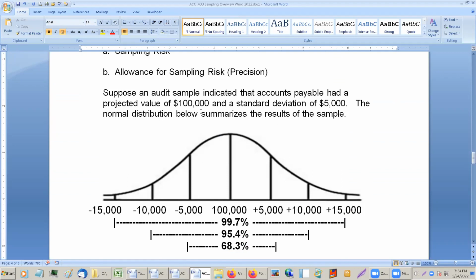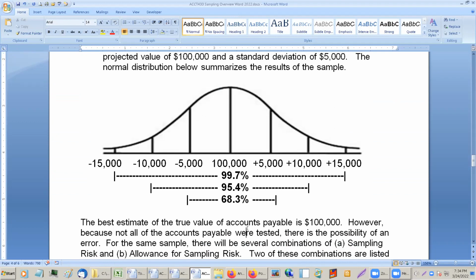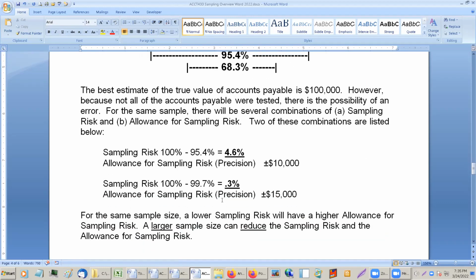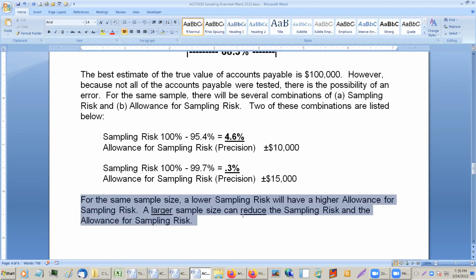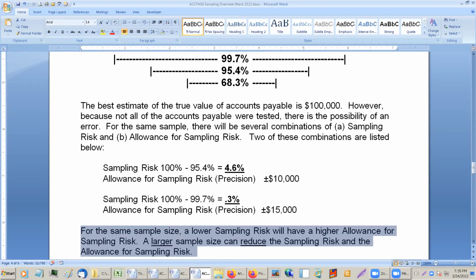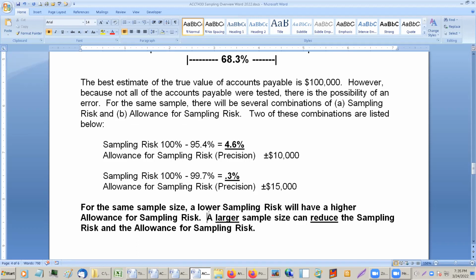And some of this we've already talked about. Allowance for sampling risk, precision. This diagram would be for the classical sampling ones. It could be overstated or understated, and you guys kind of know all this. This down here is kind of an important one to realize: for the same sample size, a lower sampling risk will have a higher allowance for sampling risk.